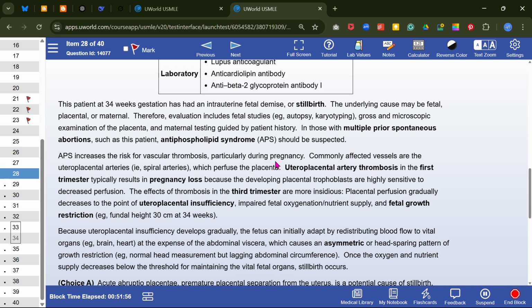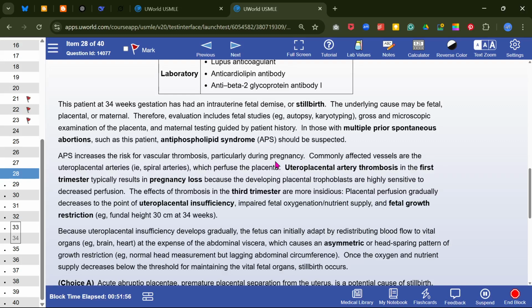Commonly affected vessels are uteroplacental arteries, the spiral arteries, which perfuse the placenta. Uteroplacental thrombosis in the first trimester typically results in pregnancy loss because the developing placental trophoblasts are highly sensitive to decreased perfusion. The effects of thrombosis in the third trimester are more insidious. Placental perfusion gradually decreases to the point of uteroplacental insufficiency, impaired fetal oxygenation or nutrient supply, and fetal growth restriction.